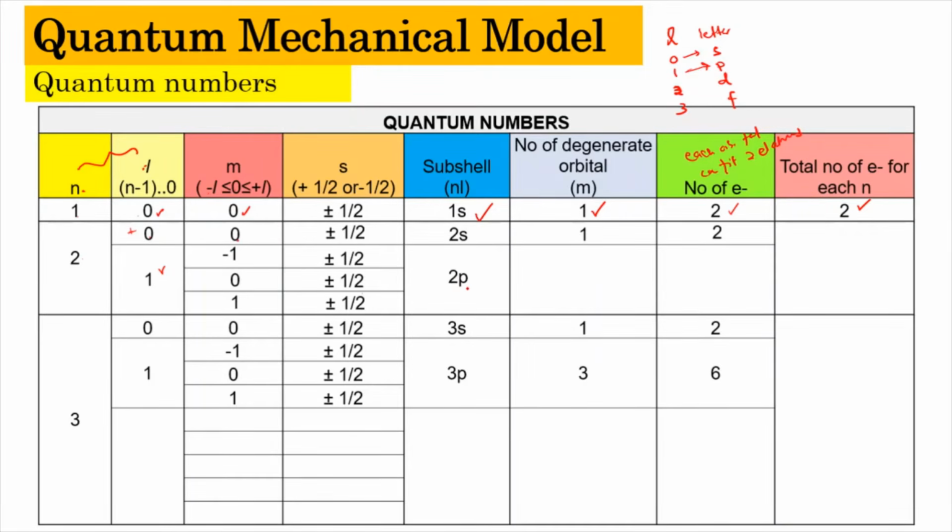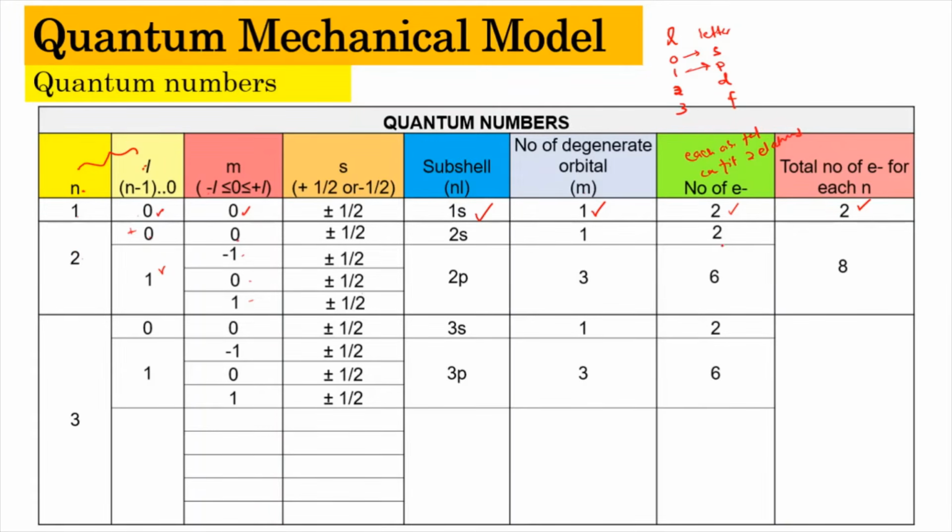So it's going to become 2p. And the number of degenerate orbitals will depend on the values of m. We're going to have 1, 2, and 3 values of m, so it's going to become 3 here. The number of electrons that can fit is 3 times 2, which is 6 electrons. Hence, as a result, you're going to get 8 electrons in total for the principal quantum number of 2.